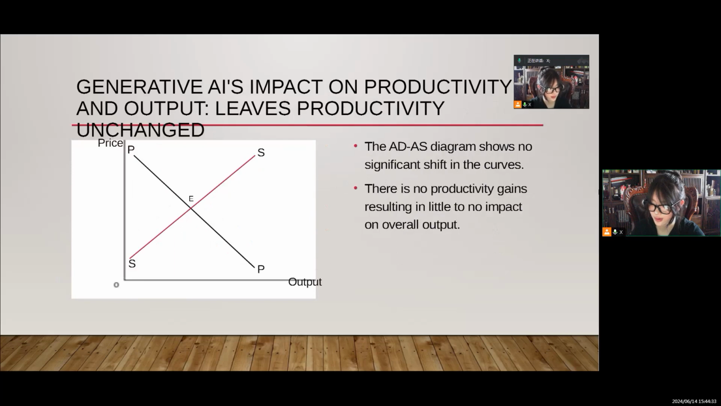However, there's also a scenario where generative AI might leave productivity largely unchanged. In this case, the AD-AS diagram shows no significant shift in the curves. There is no productivity gain, resulting in little to no impact on overall output.